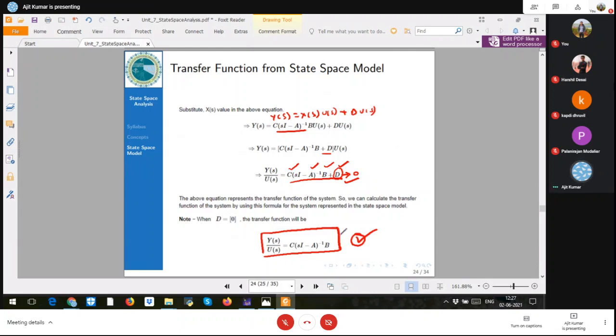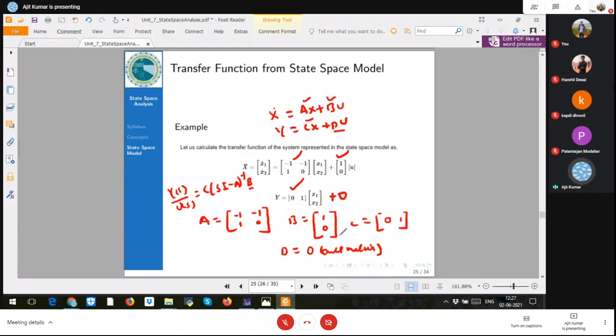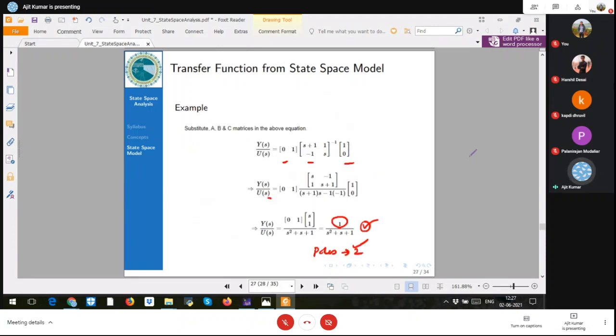So this was your conversion from transfer function to state space model, or state space model to transfer function. We have solved this example. In this we have A as [-1, 1; 0, ...], B is [1; 0], C is [0, 1], and we applied the same formula, C times (sI minus A) inverse B. You put the values of A, B, and accordingly modified, and then you got the answer as 1 by s square plus s plus 1.